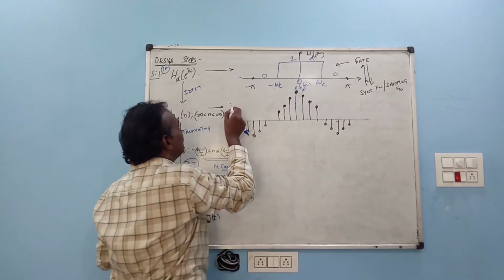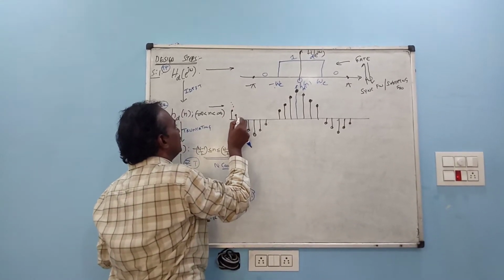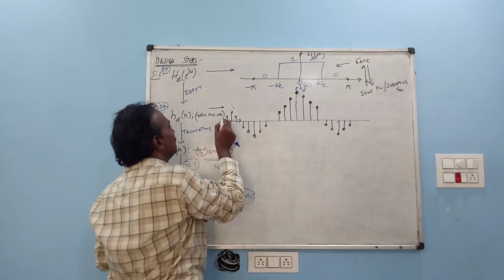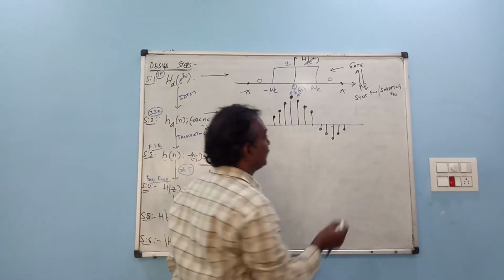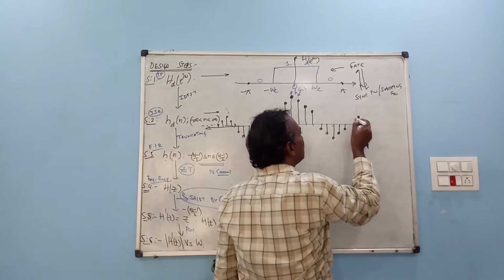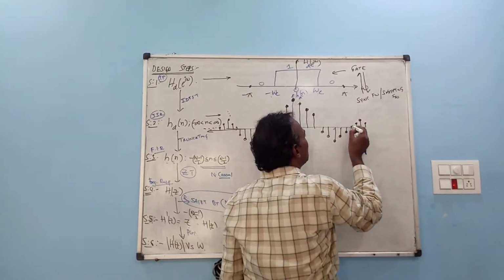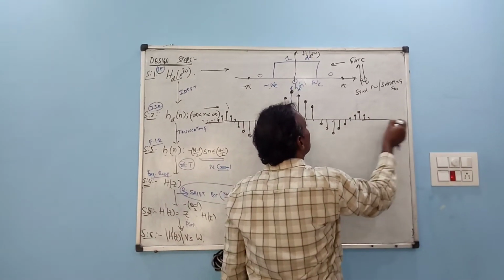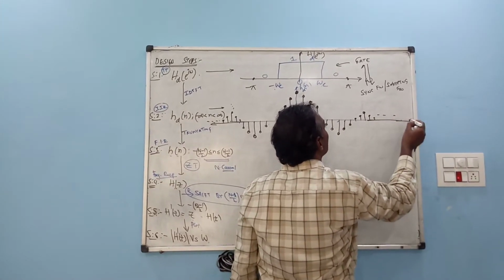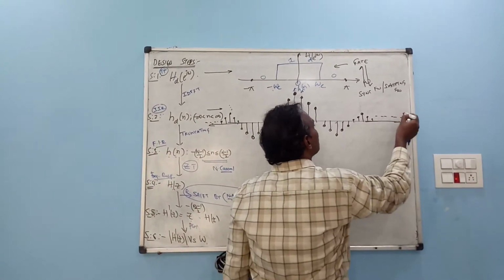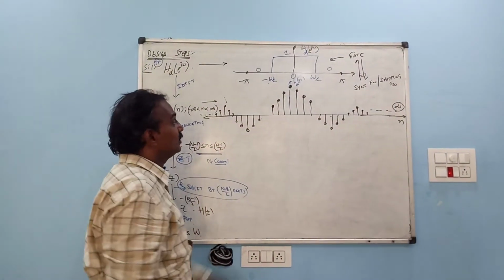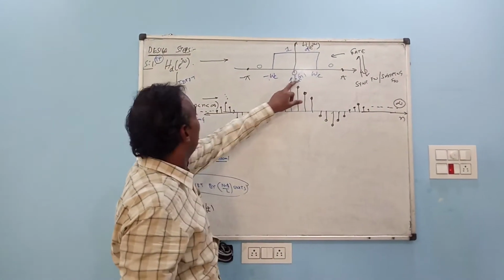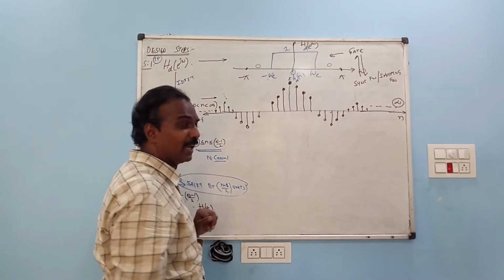Like this. So this goes on till minus infinity. So here also, like this goes on, this n value goes till infinity, and here it goes till minus infinity. So this range of n, the range of h_d of n, is nothing but minus infinity to plus infinity, as we discussed.